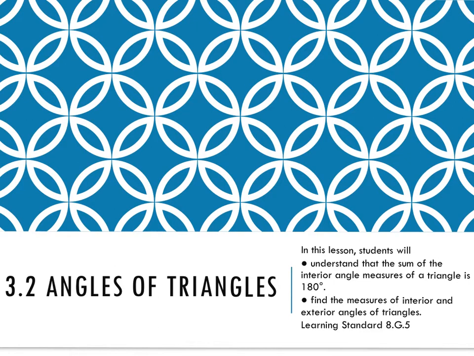In today's lesson, we'll be looking at the angles of triangles. We'll be specifically looking at the interior and exterior angles. After this lesson, you should be able to understand that the sum of the interior angle measures of a triangle is 180. Hopefully we actually already know that. And we will also be able to find the measures of interior and exterior angles of triangles.